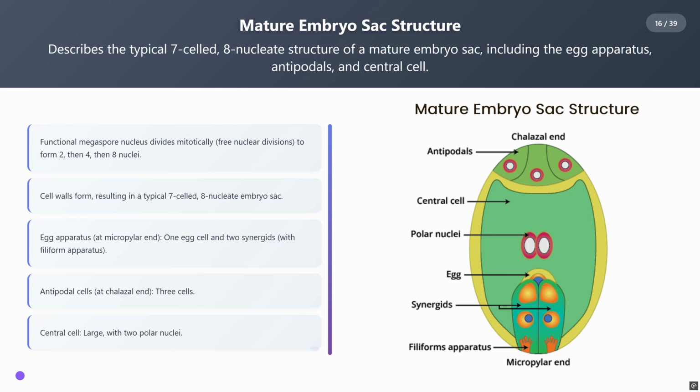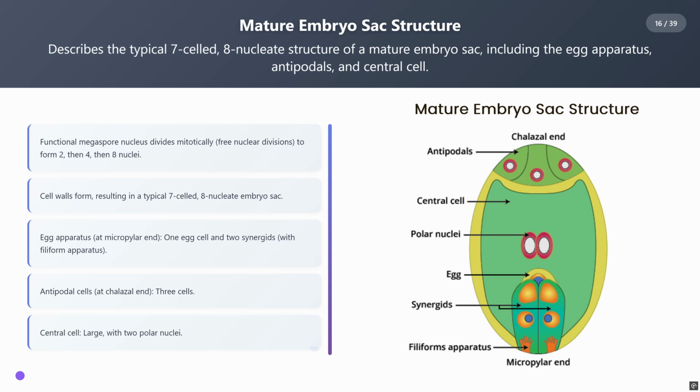These synergids have special cellular thickenings at their micropylar tips called the filiform apparatus. This apparatus looks like little fingers pointing inwards, and it plays a crucial role later in guiding the pollen tube towards the egg. Guiding the pollen tube. Clever. What about the other end? At the opposite end, the chalazal end, there are 3 other cells, typically just called the antipodals. Their exact function can vary, but they're part of the structure. Okay, egg apparatus at one end, antipodals at the other.